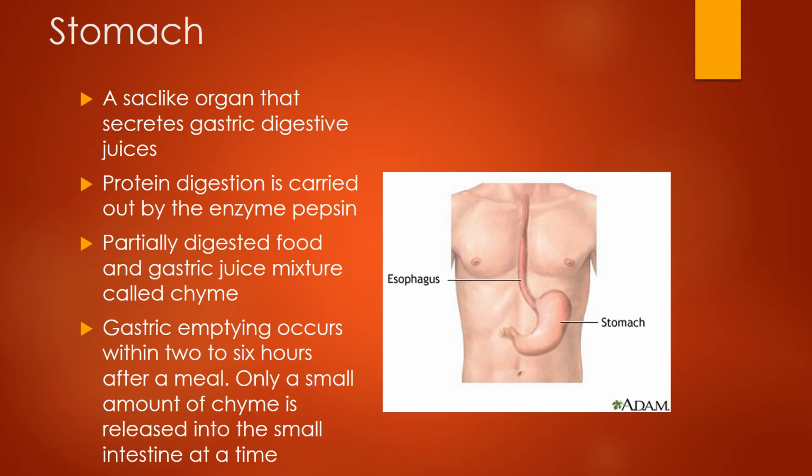Gastric emptying occurs within 2 to 6 hours after a meal. Only a small amount of chyme is released into the small intestine at a time. The movement of chyme from the stomach into the small intestine is regulated by hormones, stomach distension, and muscular reflex that influence the pyloric sphincter.